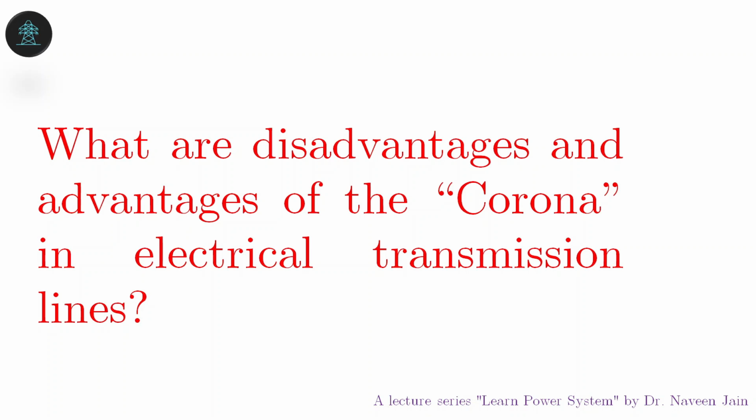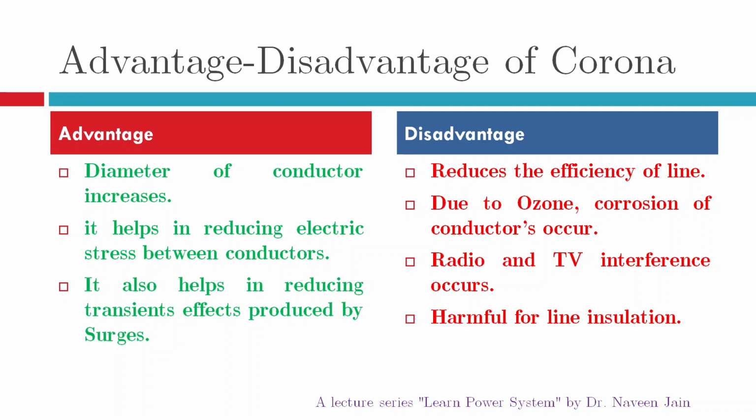What are the disadvantages and advantages of corona in electrical transmission lines? Here we have a slide showing a comparative study. We can see there are some advantages of corona as well. First, the effective diameter of the conductor increases due to ionization of the surrounding air of the conductor. Second, it helps in reducing electric stress between the conductors. Third, it also helps in reducing transient effects produced by surges. So these are some advantages of corona.